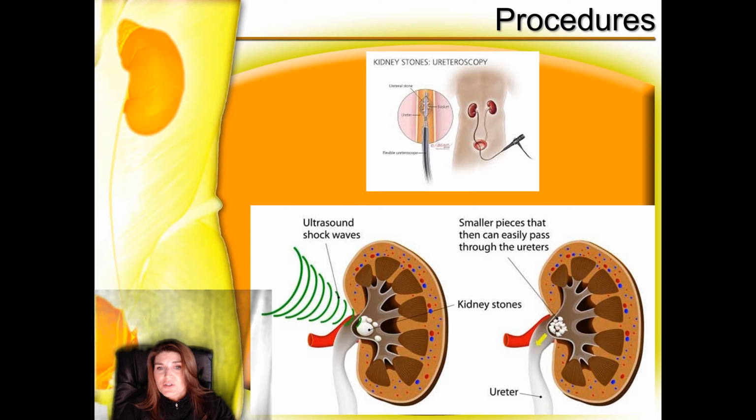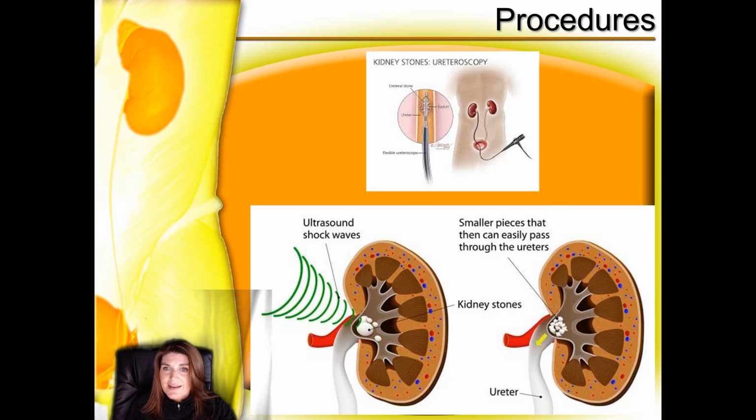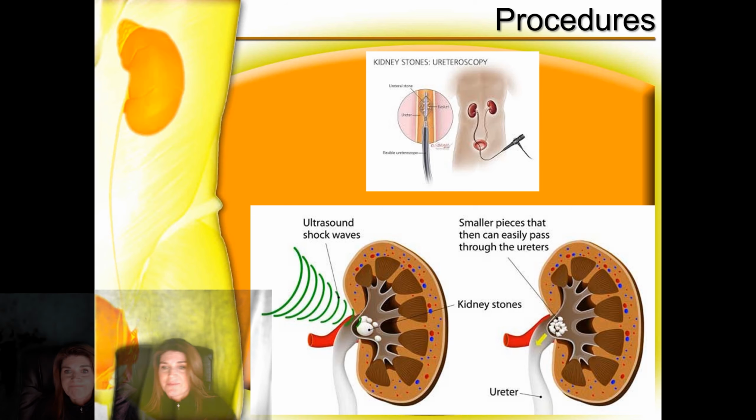The bottom picture is what lithotripsy is. It's essentially sending shock waves or sound waves to break up those stones, so that hopefully you can just urinate them out, making them easier to pass. But sometimes they have to go a step further. So they'll do a tunnel surgery or a ureteroscopy, and that's what you're looking at, ureteroscopy. That's a good word.